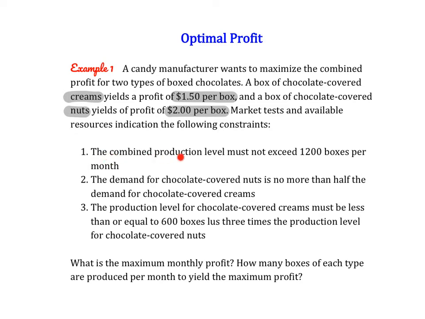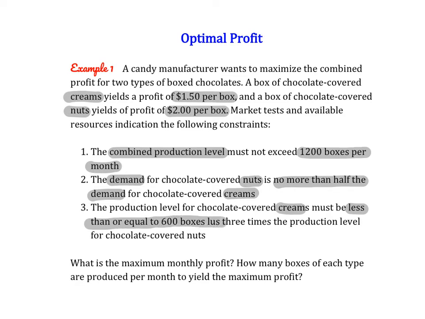It says the combined production level must not exceed 1,200 boxes per month. So we have one constraint here, and that's the combined production level. Then it says the demand for the chocolate-covered nuts is no more than half the demand for the creams. So you can see that the nuts actually just won't sell as much because the demand is just not there. Then it says the production level for the creams must be less than or equal to 600 boxes plus 3 times the production level of the nuts. So we have another constraint there.